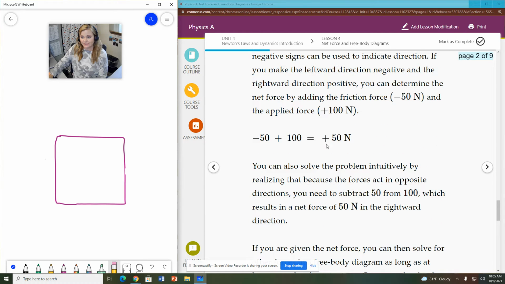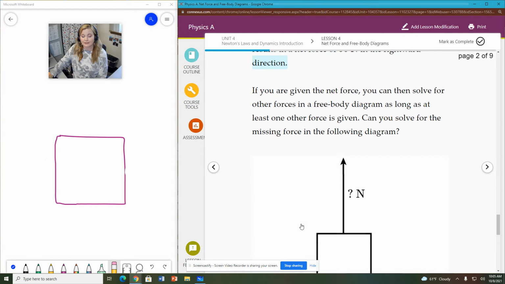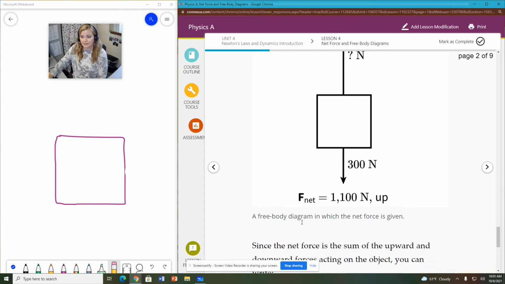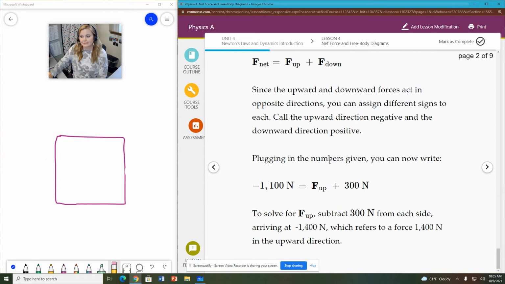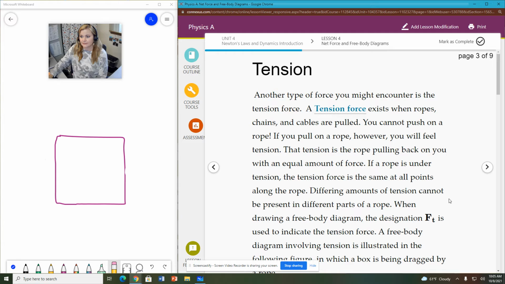So it's not just 50 newtons. Remember, we also need to have the direction, the rightward direction, because a vector has both magnitude and direction. So you can practice a little bit with this, just understanding how to add these vectors together and what the net force is going to be. It's a pretty simple concept.